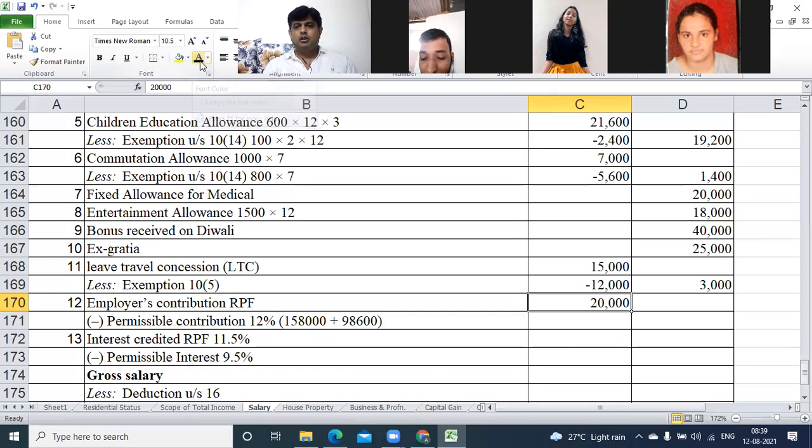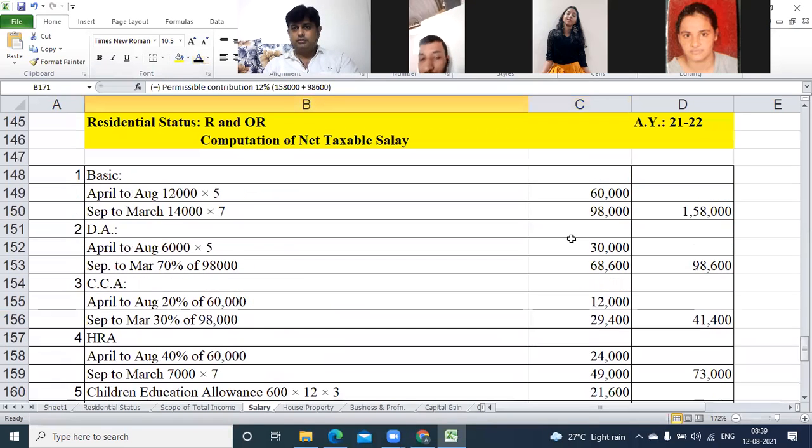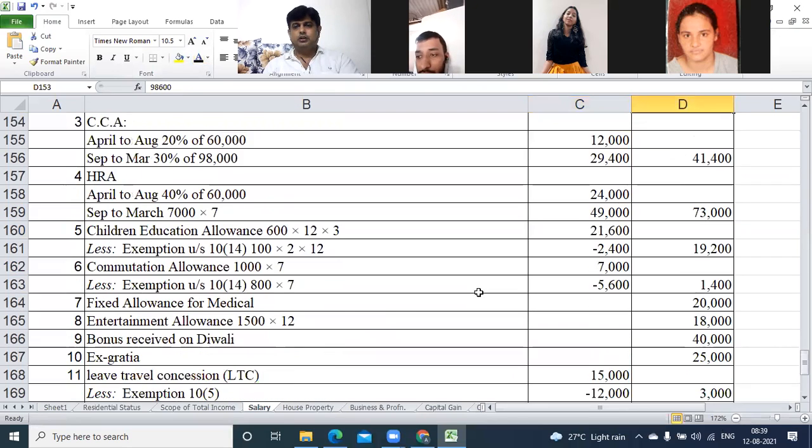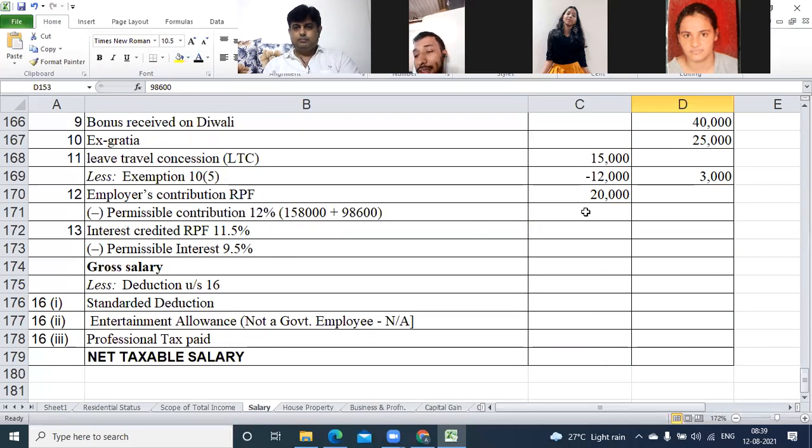More than 12% of what? Basic and DA and turnover commission. Basic we got 1,58,000. DA we got 98,600. So 12% of this total is how much? Quickly. 30,720. So now you cannot say my income is minus 10,720 and tell the government to give me tax. That does not happen.